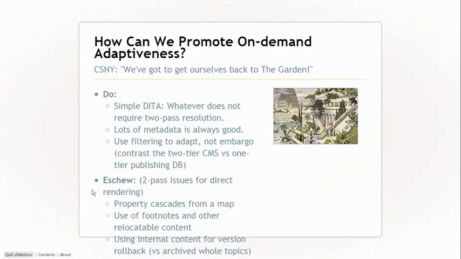And then finally, using internal content for version rollback can be problematic because, like I mentioned, you have to filter other version content out and allow only the content that you want to be seen. In a CMS-based system, that's easy to do, but in a single-tier system, when you have previous versions, you just want to archive the whole previous version and have only the current version out on your current database or current delivery CMS.